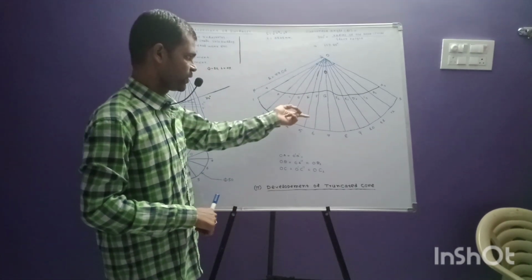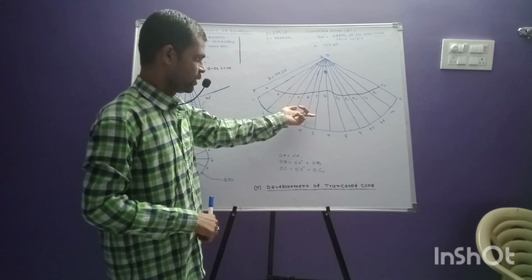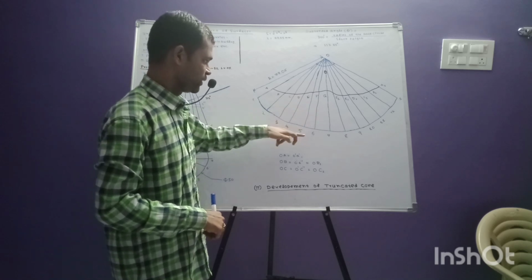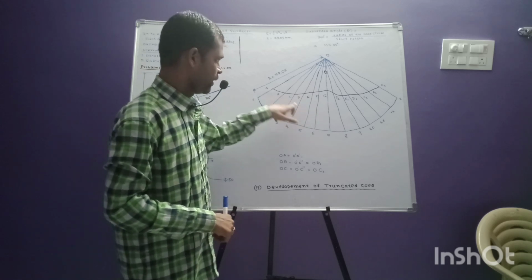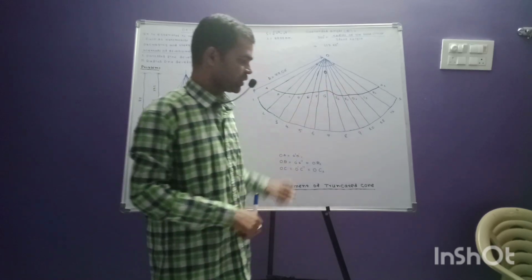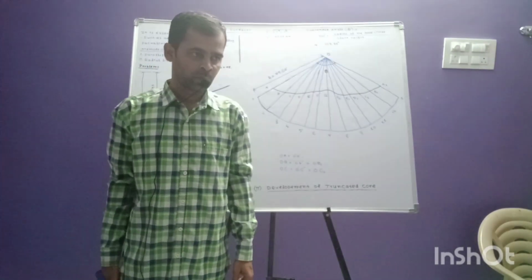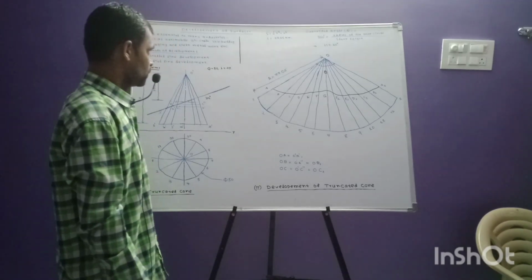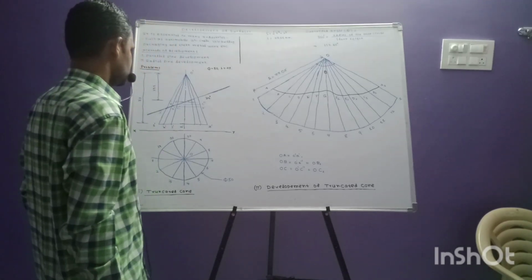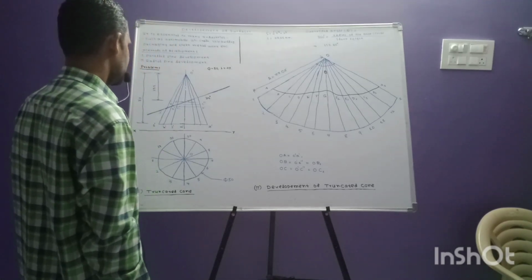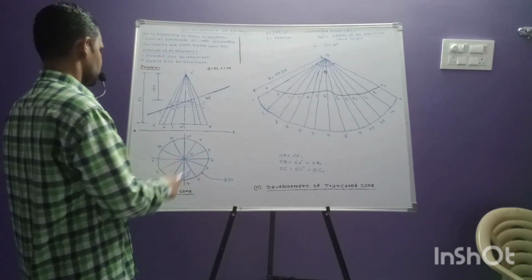So the diagram between this arc and this curve is the development of surfaces of the truncated cone. So this is how we will solve the problem of development of surfaces by the radial line method.